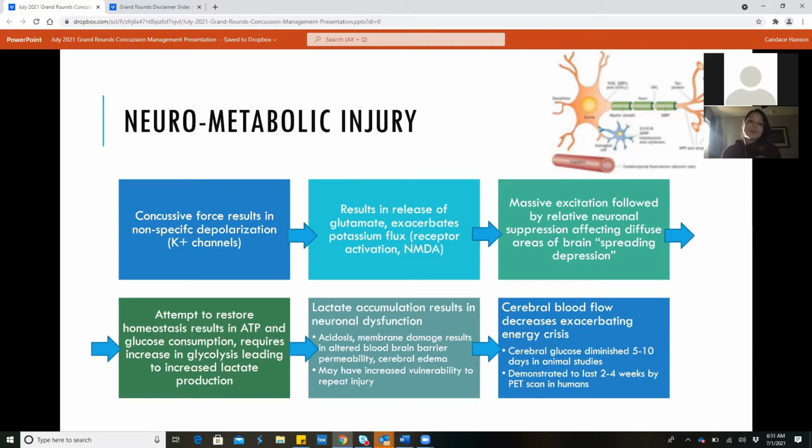So cerebral glucose is diminished for 5 to 10 days in animal studies, but we've seen it demonstrated to last 2 to 4 weeks in PET scans on humans. So those animal studies definitely don't seem to show the level of injury that we can have in humans. And that might be just a function of how we have different complexity in our brains. Next slide.